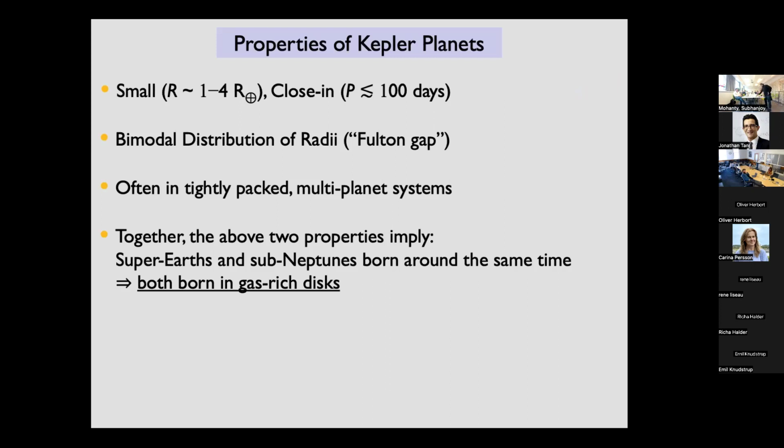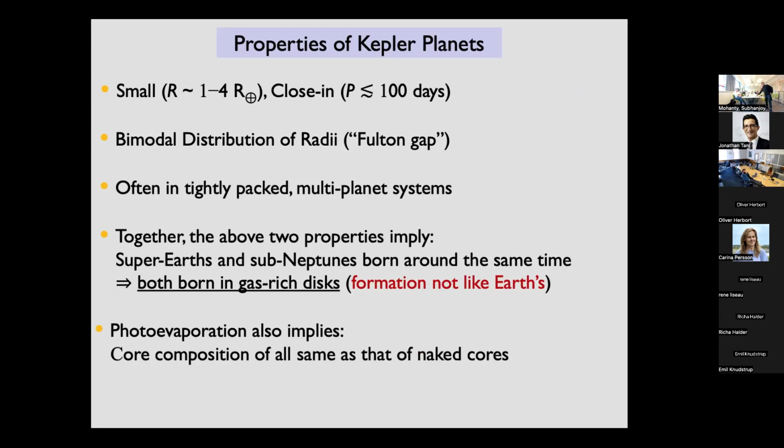Otherwise, you can't accrete a lot of gas, and therefore the formation is not like the Earth's. The Earth formed much later in the disk lifetime, when it had lost almost all of its gas. These things are not forming like that; they're forming early in the lifetime. The other thing that photoevaporation also implies is that the composition of the cores is the same. That's the argument that we just made.